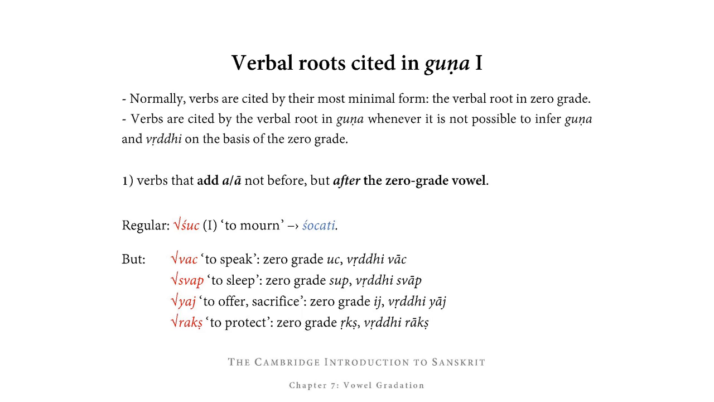And we can also easily infer what their vrddhi forms would be, because for that we would simply take the a, the short a, and replace it by a long a. So if we list these verbs in their guna roots, and we can recognize that these roots are in guna because they contain an a, we can infer both the zero grade and the vrddhi forms. If we were to list them by reference to their zero grade forms, we would not be able to tell that these verbs are slightly irregular, and therefore we would not be able to infer their guna and their vrddhi forms.